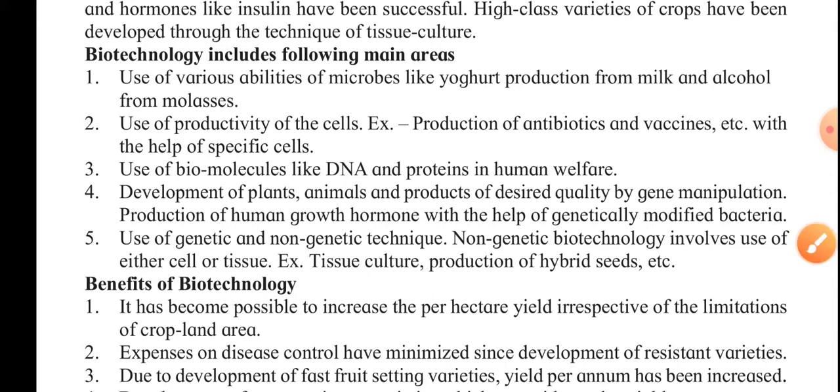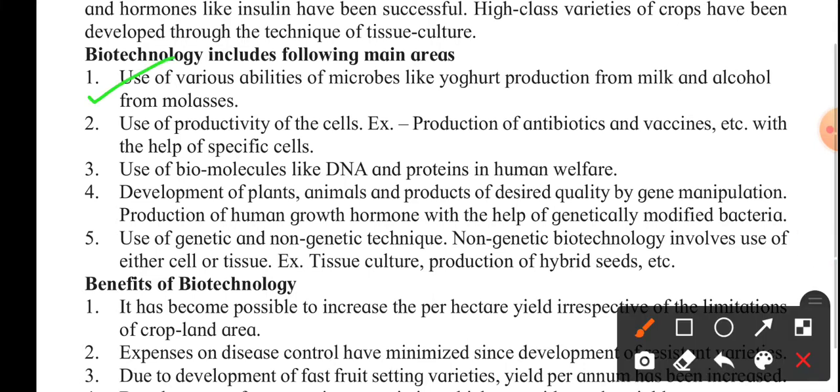First, the use of various abilities of microbes, like yogurt production from milk and alcohol from molasses. Use of the productivity of cells, for example, production of antibiotics and vaccines with the help of these specific cells. Use of biomolecules like DNA and proteins in human welfare. Development of plants, animals, and products of a desired quality by gene manipulation. Production of human growth hormone with the help of genetically modified bacteria.